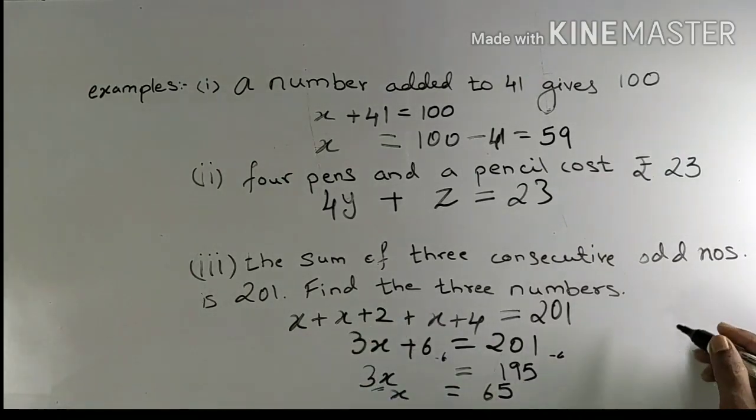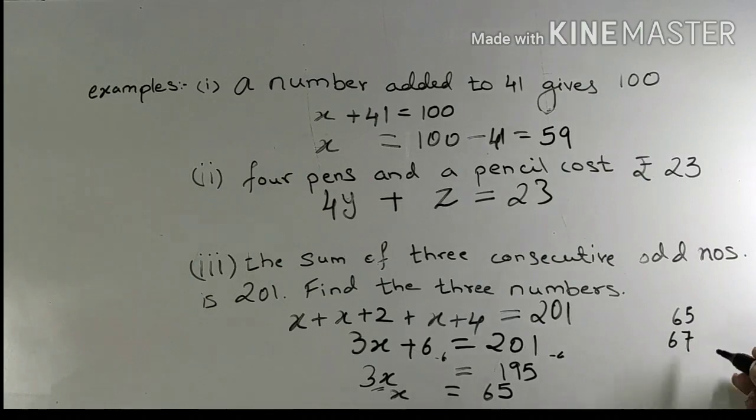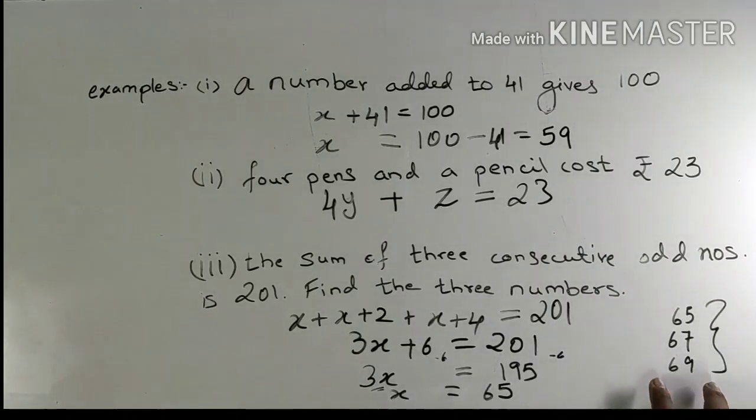So next number is x plus 2. So 65 is the first number, 65 plus 2, that is 67, is the second number, and 65 plus 4, that is 69, is the third number. So these three numbers are the required numbers, which when added give me the sum 201. You can cross check also by adding these three numbers whether you get 201 or not. So this is the way we use mathematics to ease a lot of our problems.